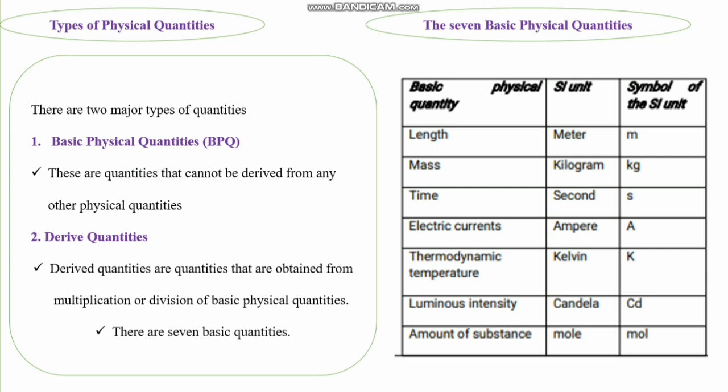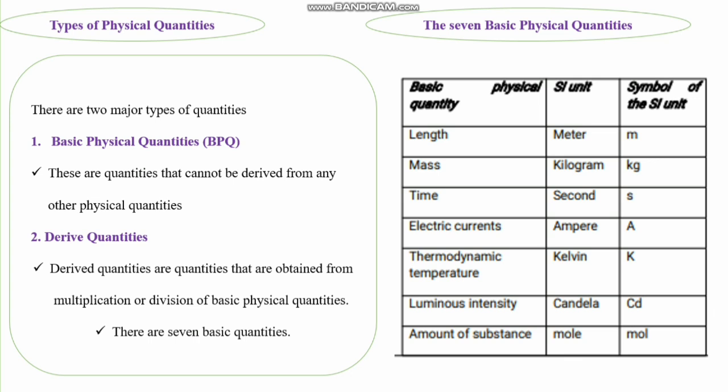Also, another one is thermodynamic temperature. The SI unit is Kelvin, and the symbol is capital K. Then luminous intensity, and amount of substance, which is measured in moles. That one we are going to do in chemistry, form 3. So those are the 7 basic physical quantities.